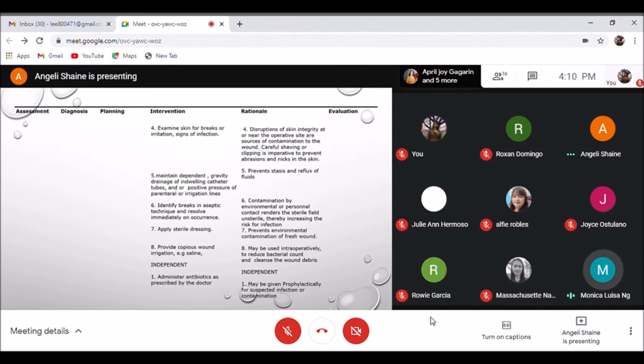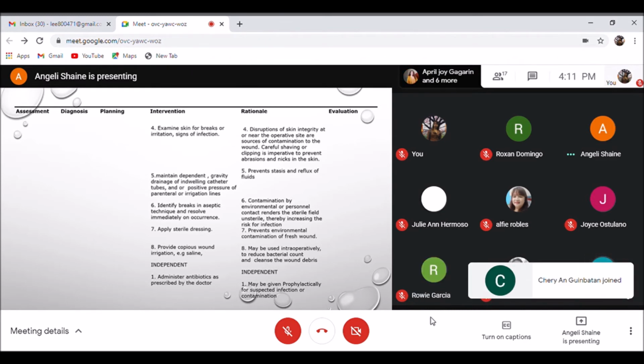Fifth, maintain dependent gravity drainage of indwelling catheter tubes, positive pressure of parenteral irrigation, prevent stasis and reflux of fluid. Identify breaks in aseptic technique and resolve immediately on occurrence. The rationale for this is contamination by environmental or personal contact renders the sterile field unsterile. Apply sterile dressing, prevents environmental contamination of fresh wound.